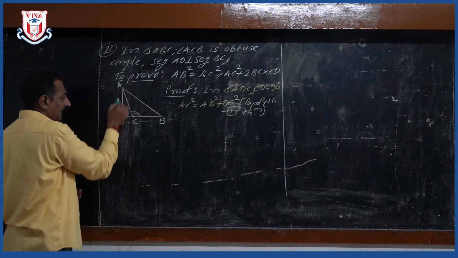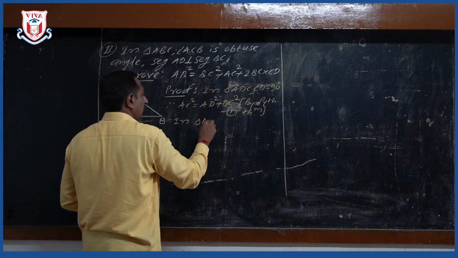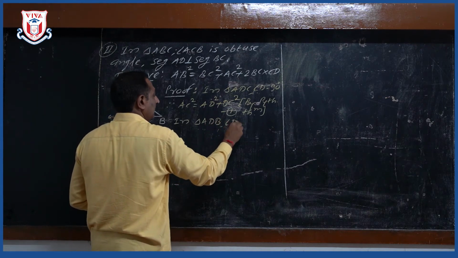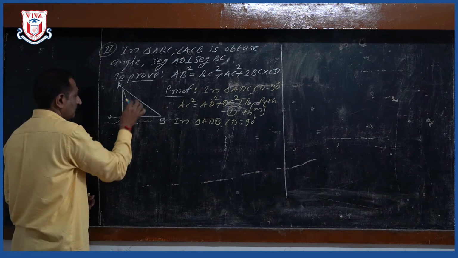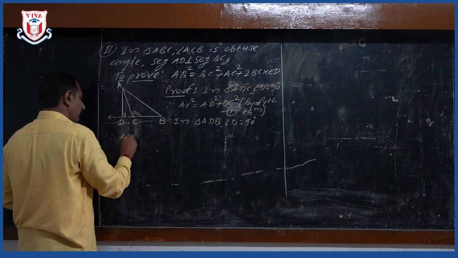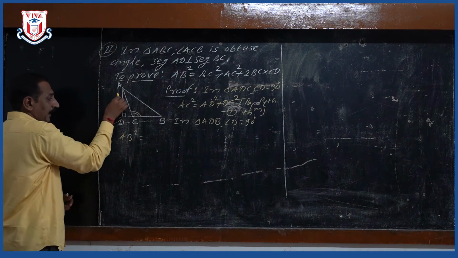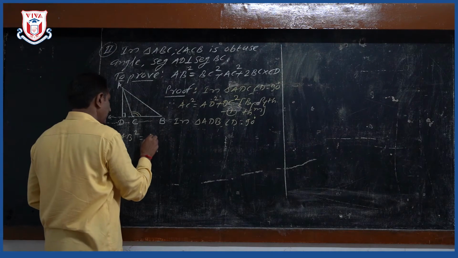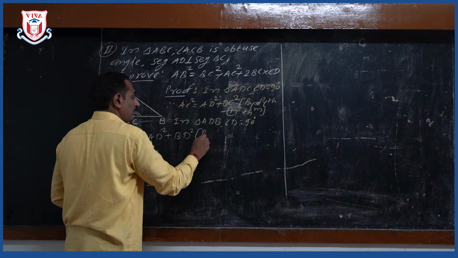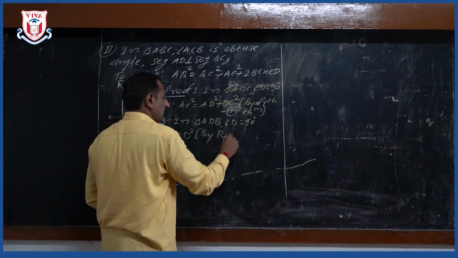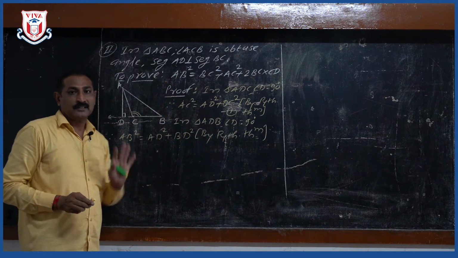Again, in triangle ADB, angle D is 90 degrees. Therefore, AB is the hypotenuse in ADB, so AB square is equal to AD square plus BD square by Pythagoras theorem. You write the full statement here, Pythagoras theorem.